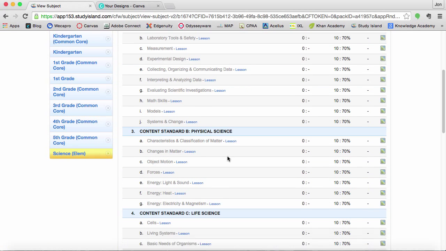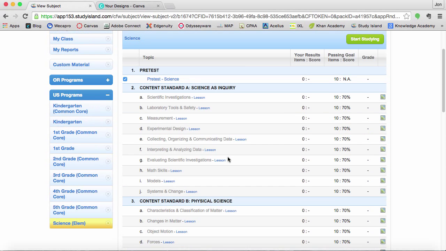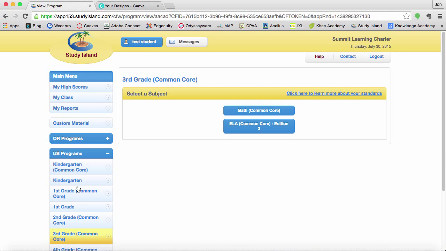And there I just have access to a variety of different science strands to practice and work through as well. But for the most part, families generally like Study Island to practice math and language arts. Let's go back to third grade Common Core. And let's take a look at math. Let's see a little bit about what is involved when we click on a specific topic.